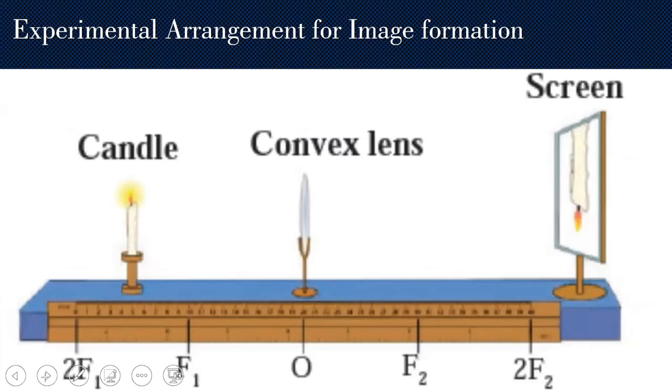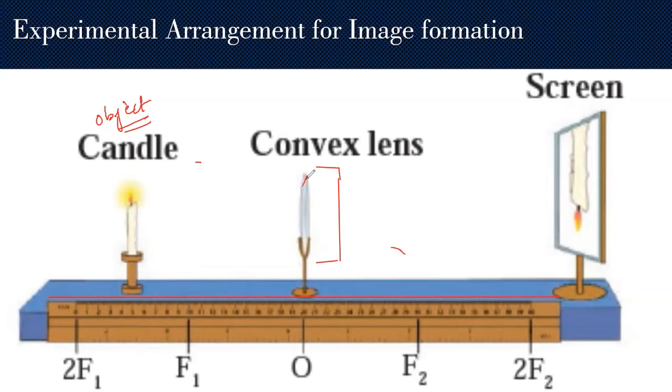Okay, so now this is the experimental setup for image formation. If you see this, they have taken a big table over here. On this big table, we have kept a scale. The scale can be 200 centimeters, 300 centimeters, whatever length you want. In between, we have kept the convex lens, because we are studying image formation by a convex lens, right? So this is the convex lens over here. Now, this candle is our object.